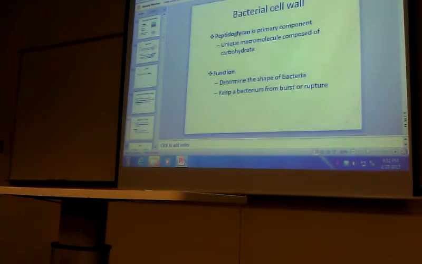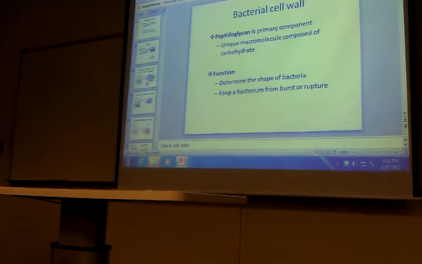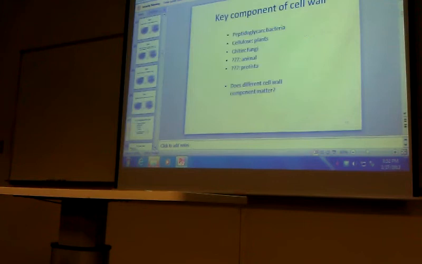This slide is basically about peptidoglycan, the primary component of the cell wall for true bacteria. That's what gives the structure and form of the cell, and also prevents the cell from what? From bursting or rupturing. That's it. Now the next would be somewhere around slide 27, the key components of the cell wall in different organisms. If someone asks you to distinguish different organisms based on nothing but the cell wall, this slide will help you out.